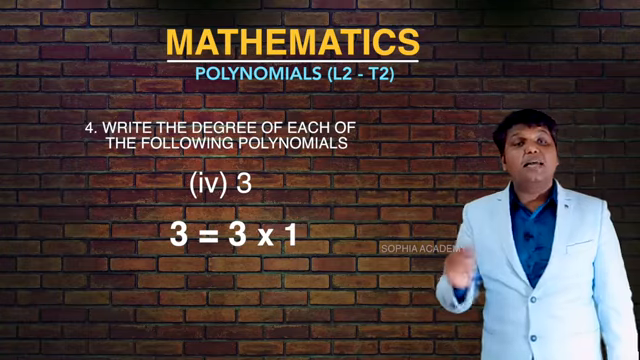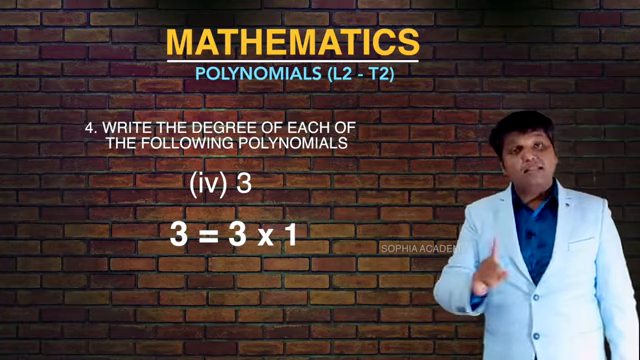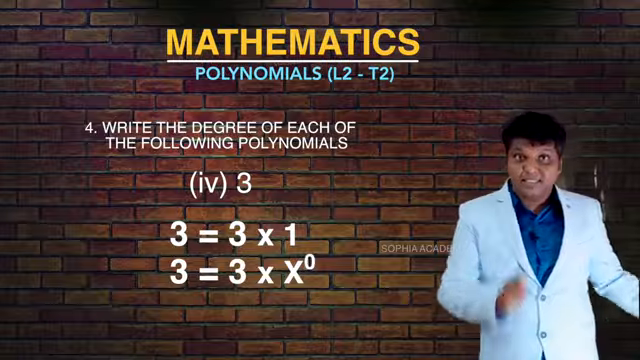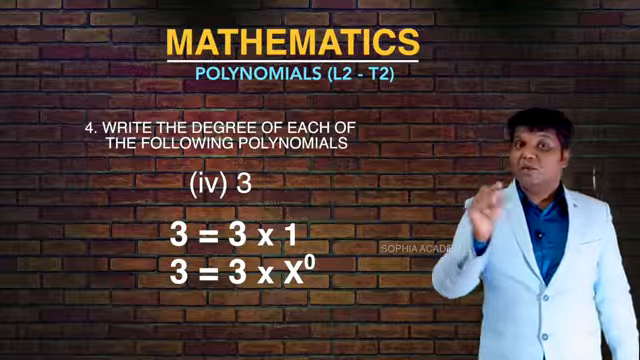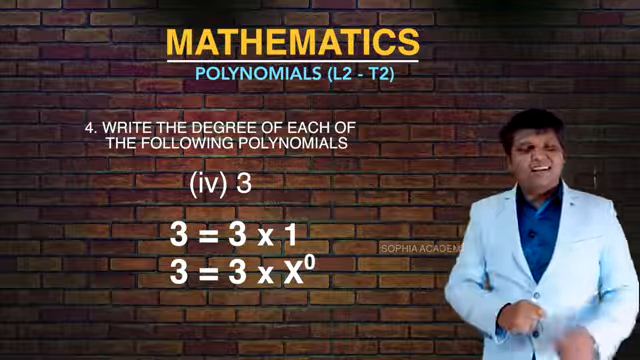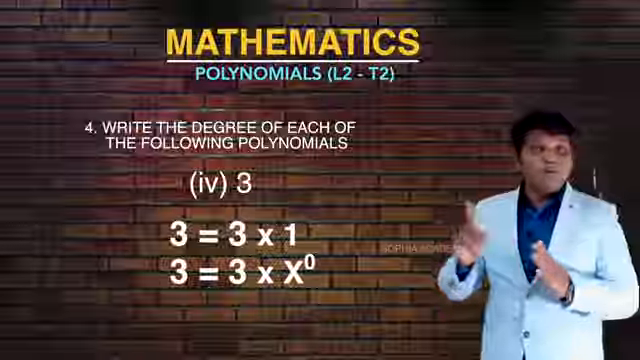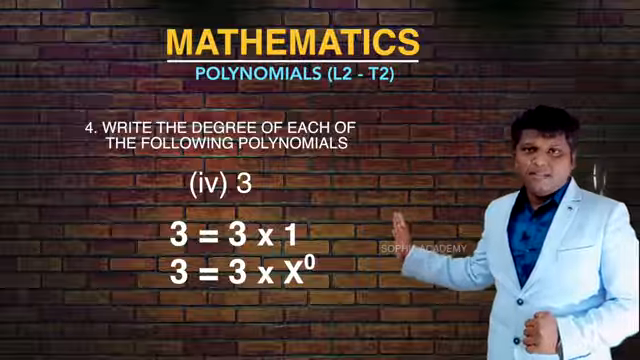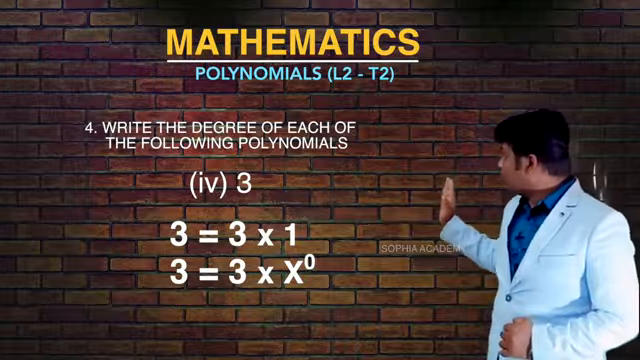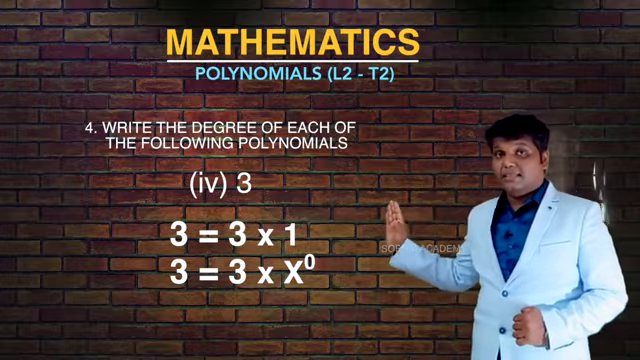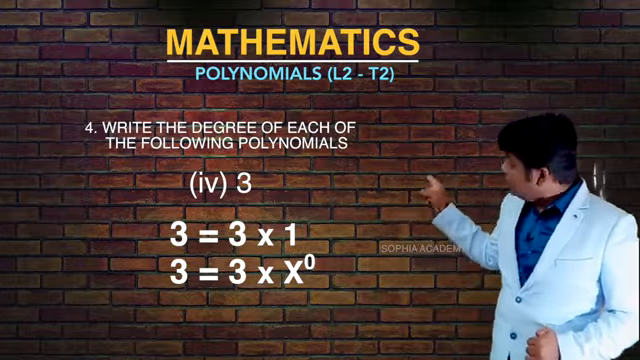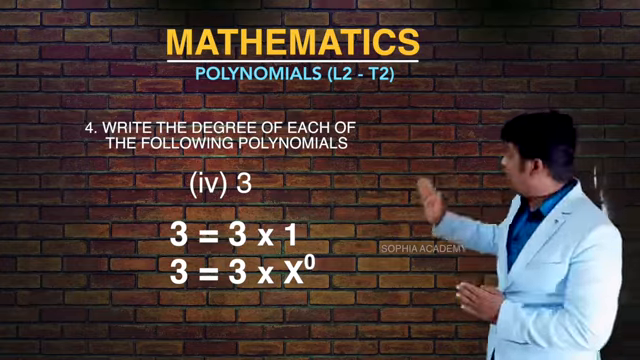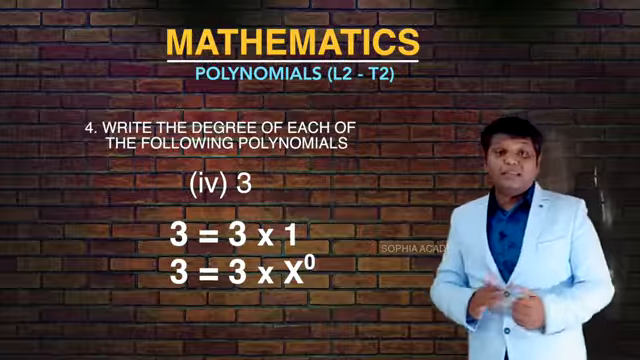3 can be written as 3 into 1. Is that clear? And 1 can be written as x raised to 0. We already studied these things in our 8th class: any number raised to the power 0, a raised to 0, is equal to 1. Just recollect that. Any variable raised to the power 0 is 1. So x raised to 0 is 1, and 3 into 1 is 3. So instead of 1, if I substitute x raised to 0, I can say it is actually not just 3. In the algebraic way, we can say it is 3x raised to 0.